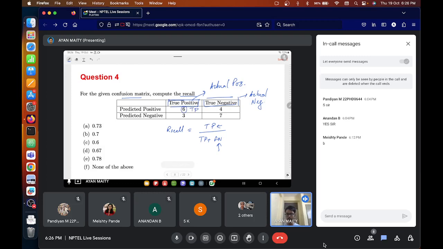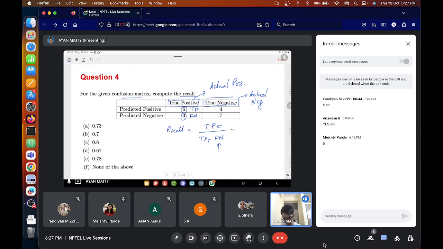6 is the value of the true positive, and FN is false negatives, which are actually positives but predicted negative. So this cell is the false negatives. Actually these are positives, but they are predicted negatives. So 3 is the value for FN.